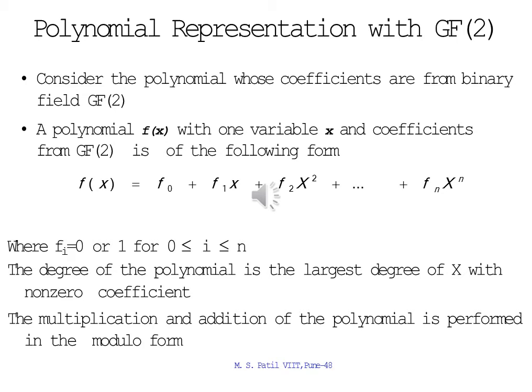So the degree of the polynomial is the largest degree of x. So f(x) will have degree n provided that this fn value is also 1. If fn is 1, then only the xⁿ term will be present. Otherwise this term will be absent because it is multiplied by 0. So this is a polynomial of degree n, provided that the coefficient corresponding to that has value 1.